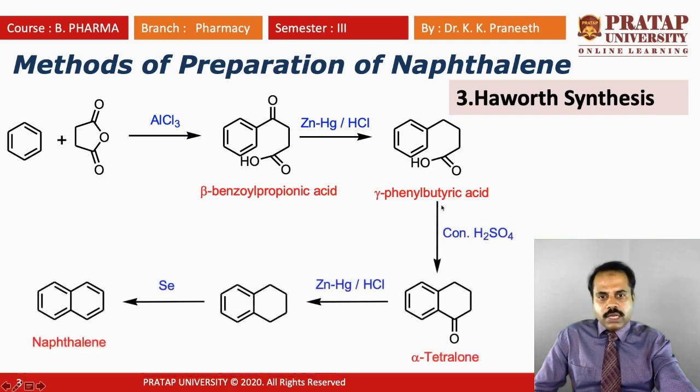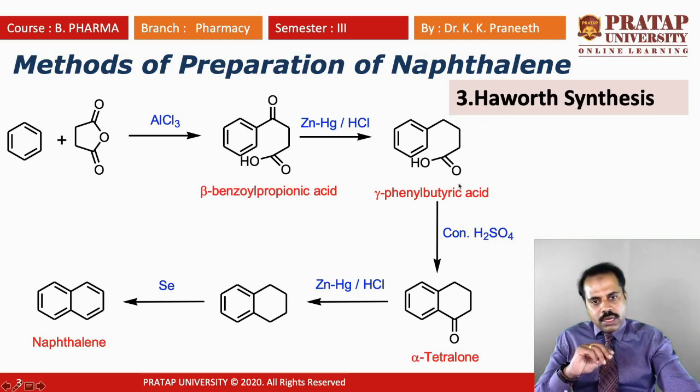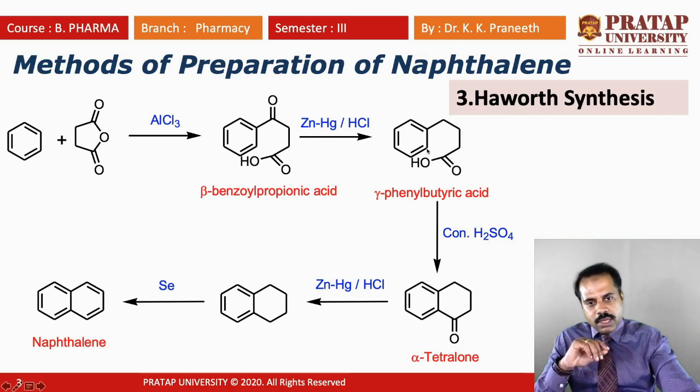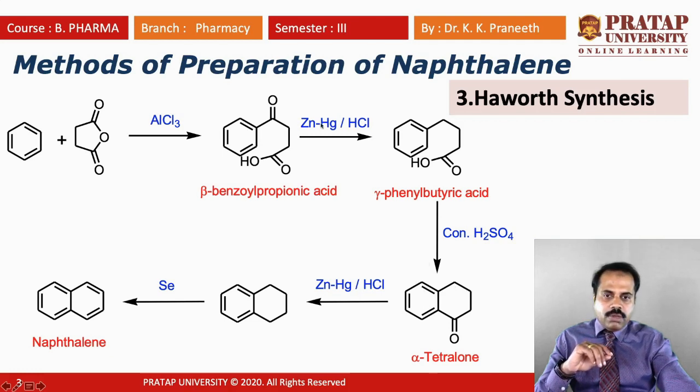This undergoes reaction with concentrated H2SO4. So if we add the acid, it will cyclize, right? This hydrogen will come here and then the water will be removed and this will attach here. So this is how we get this compound, this alpha tetralone, which again undergoes the same reduction reaction.